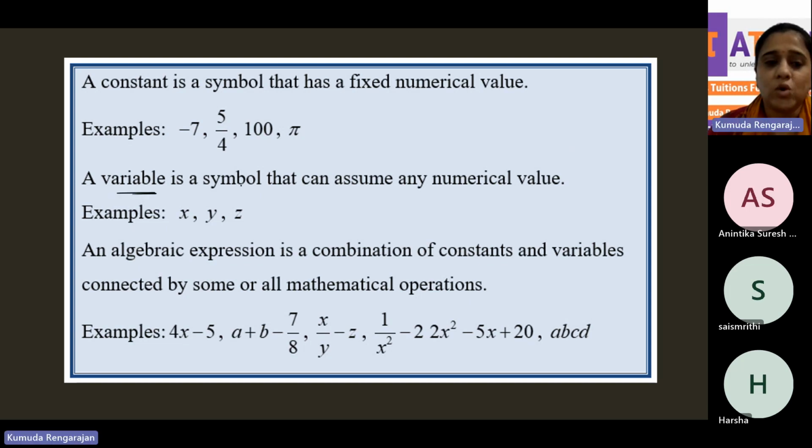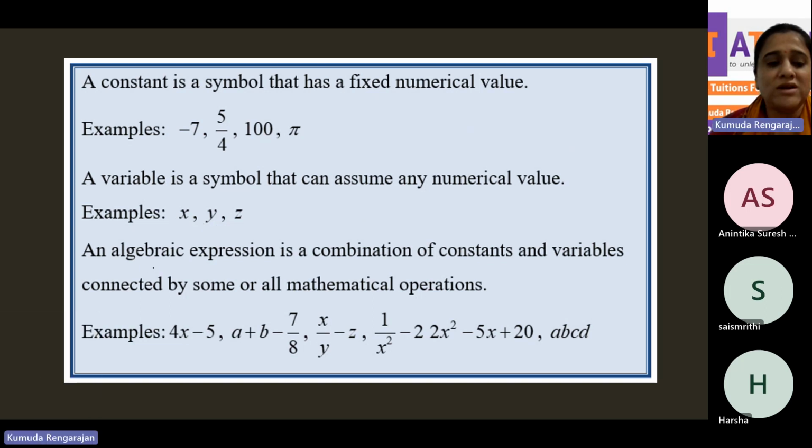A variable is also a symbol that can assume any numerical value. So both constants and variables are symbols. A symbol that has a fixed numerical value is a constant. A symbol that can assume any numerical value is a variable. Variables are normally represented using the lowercase letters of the English alphabet, for example x, y, z, a, b, c, and so on.